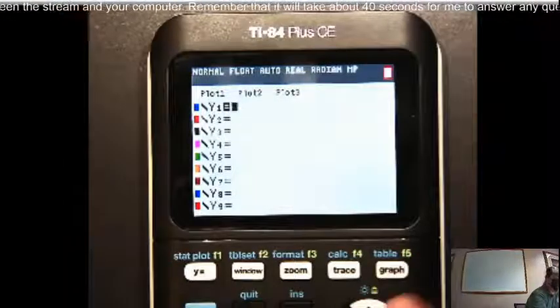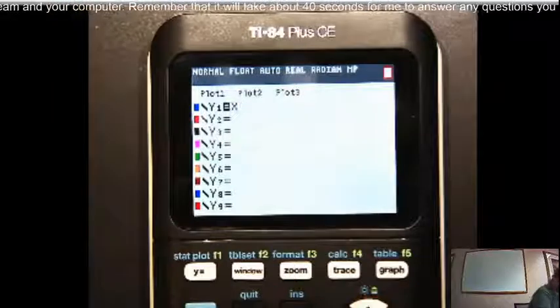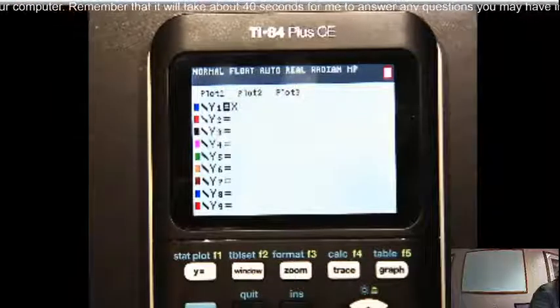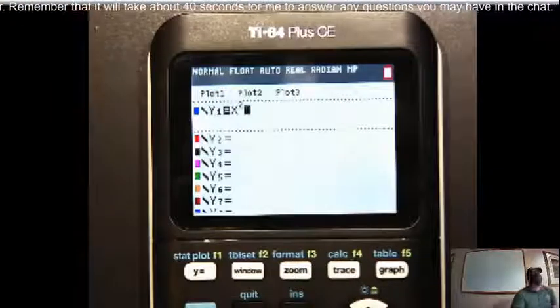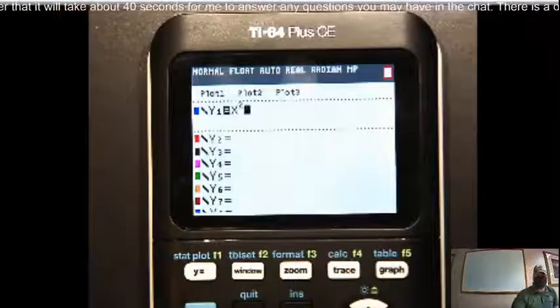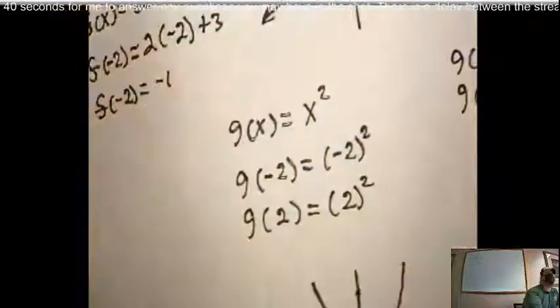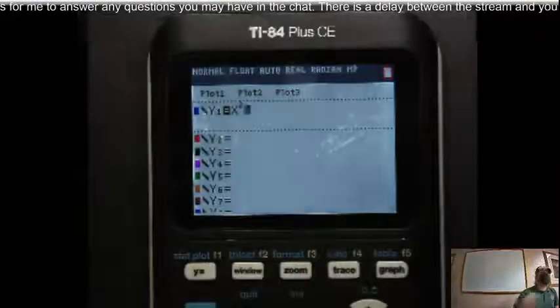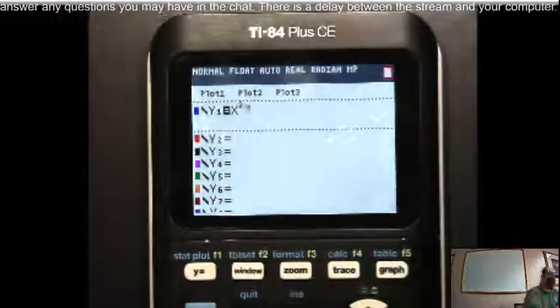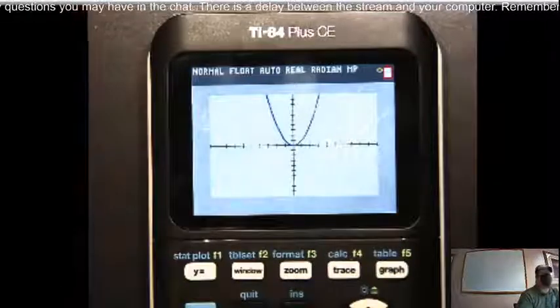So this time, where's my square? There it is. Let's try x squared. We already saw this one. Yeah, g of x equals x squared. We've already seen this one. So this is what the graph looks like.